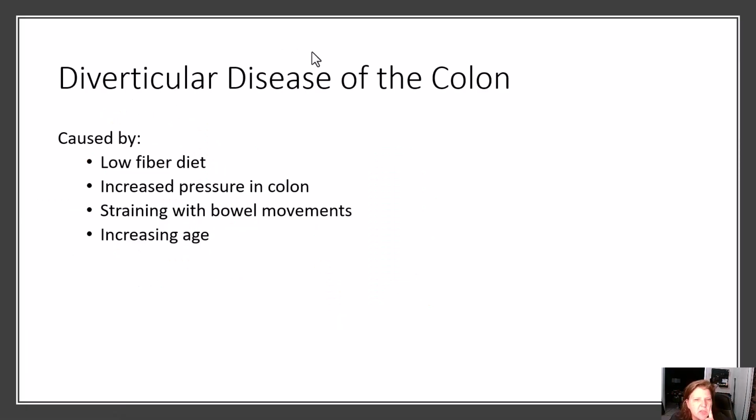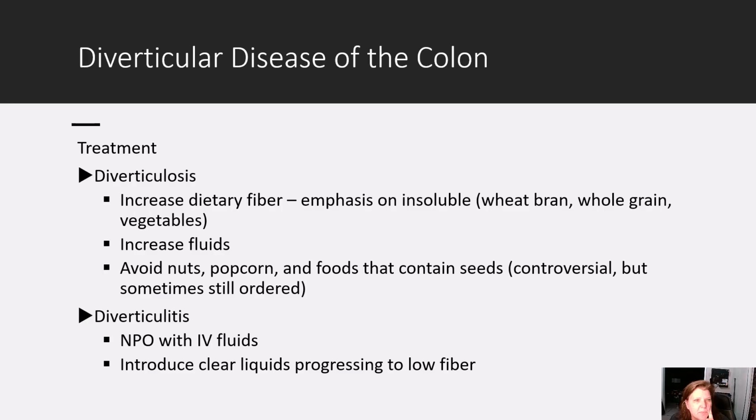I already mentioned the things that it was caused by. And then we have treatment. So we have two different treatments for this disorder. Diverticulosis. If you have pouches in your colon, we want to increase the fiber, especially insoluble fiber, and increase fluid. Remember, fluid is important. We talked about this earlier because that helps keep things moving through nicely. Without enough fiber, you would end up constipated.